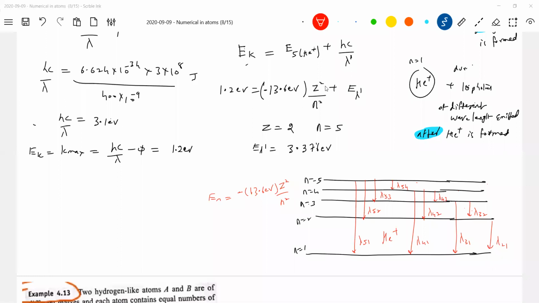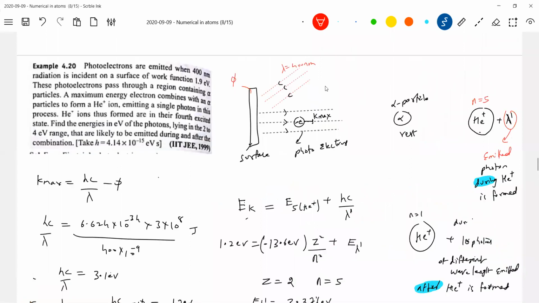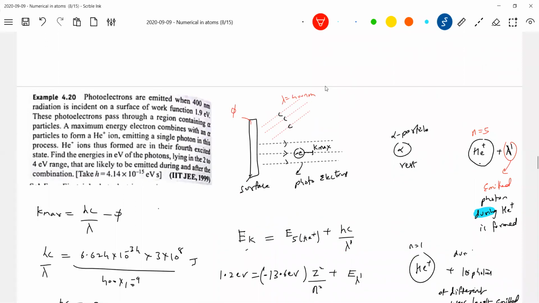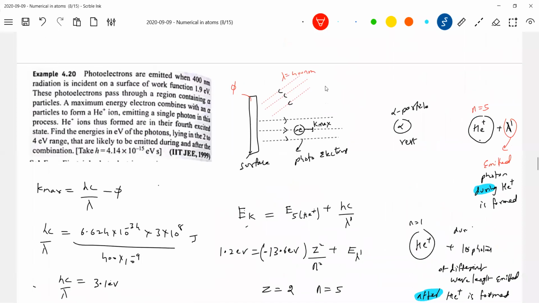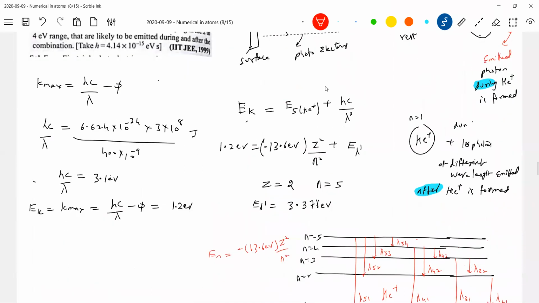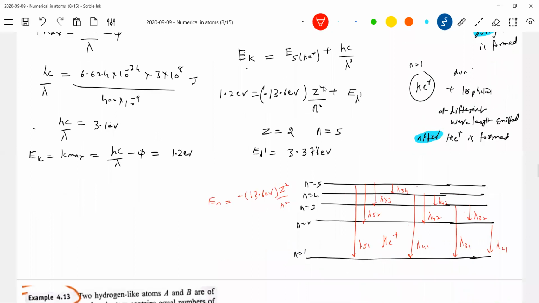EK how much? 3.1. 3.1 minus, how much is 1.9? That is correct. I wrote that one only, 1.2 electron volt. Yeah, I didn't check it. You have to work out further. I'm just leaving it here.